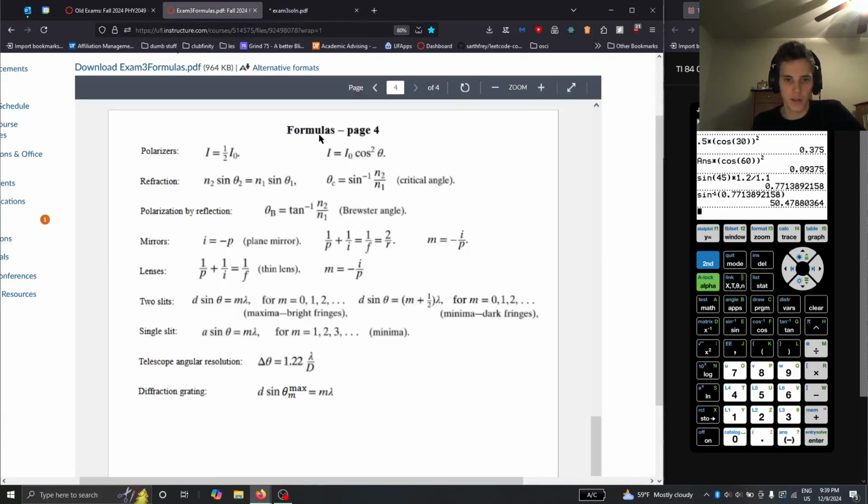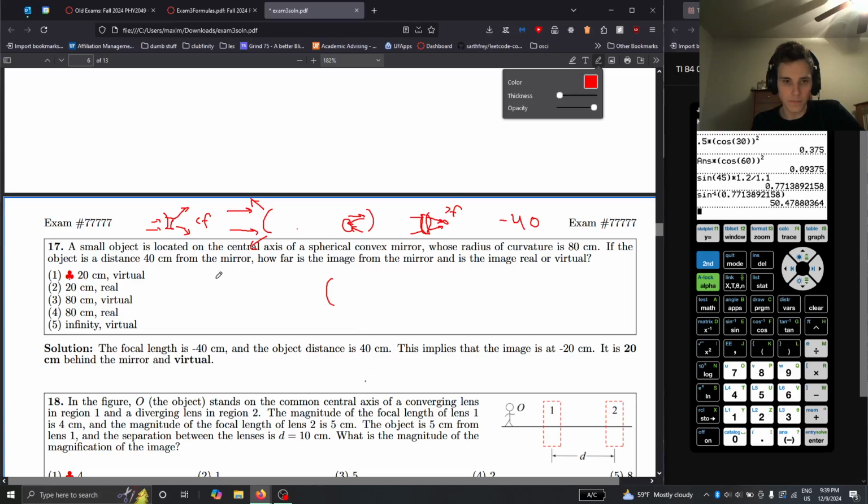So we'll use this formula here, 1 over f. And we know f is going to be negative 40, we'll just do it in centimeters, is equal to 1 over p, which is the actual distance, so 1 over 40, plus 1 over i, the image distance, and that's what we want to find. So we got 1 over negative 40 minus 1 over 40.